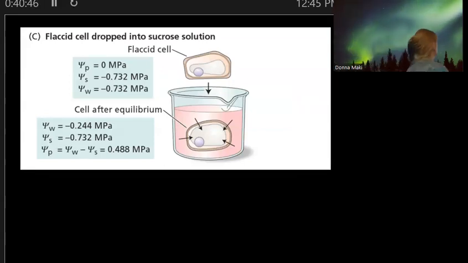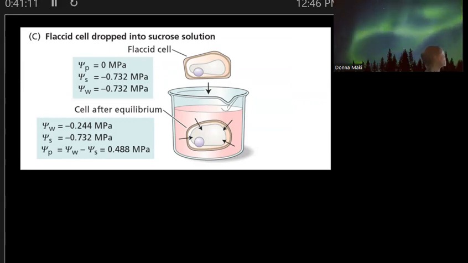So somebody did a calculation where they said this cell is flaccid, so it must have a 0 megapascal size of P. They somehow measured the solute concentration in there, and they ended up doing the equation, and they said, okay, that has a size of S of negative 0.732. And so the overall water potential equation, you add those two together. And when you add those two together, you get negative 0.732 megapascal.